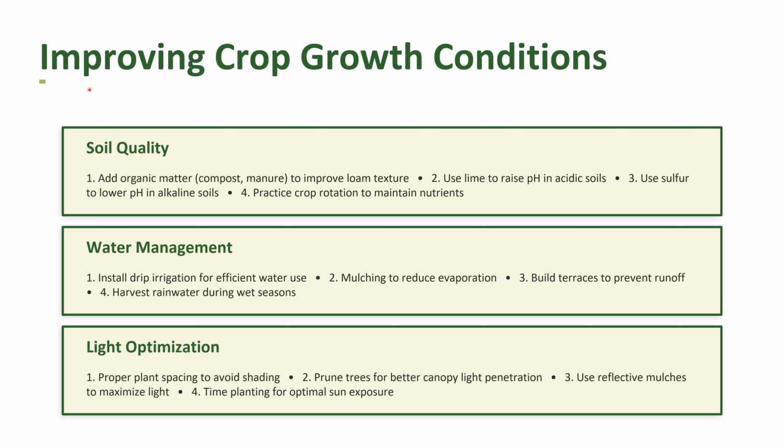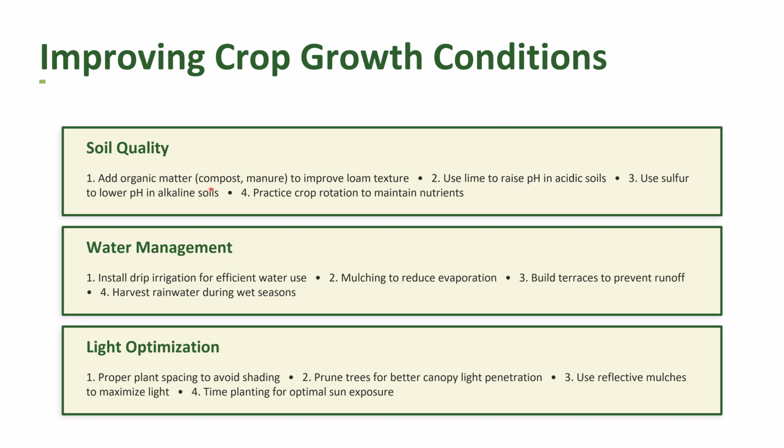Now that we understand the science of soil, weather, and photosynthesis, the final question is, how can a farmer actually improve these conditions? We can group these strategies into three main areas of management. Improving crop growth conditions. First, soil quality.